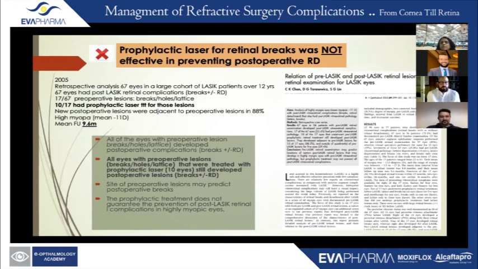They also showed that patients who had received preoperative laser treatment did develop postoperative retinal complications as well, and the preoperative laser did not play any role in prevention of postoperative complications. They concluded that prophylactic laser doesn't guarantee the prevention of post-LASIK retinal complications.